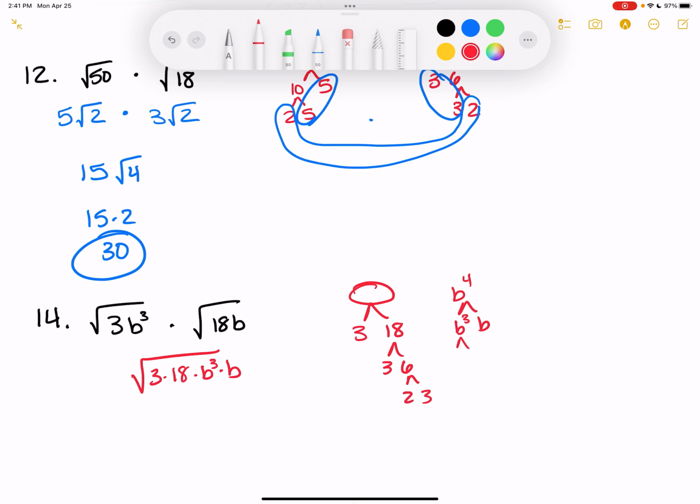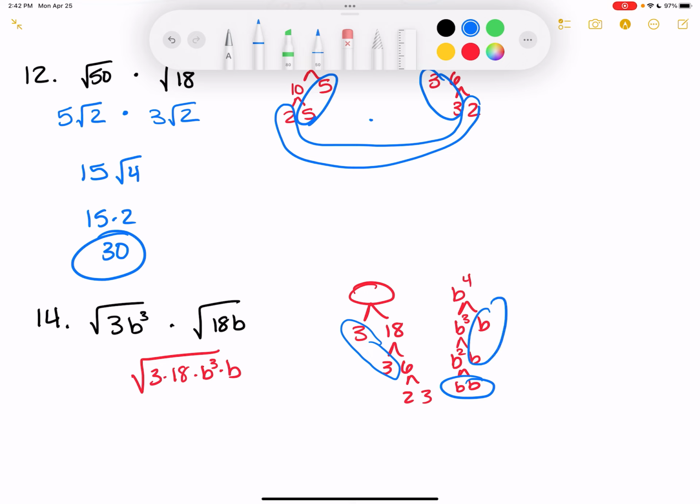Then over here, I can break these down into b squared and b, and then b and b. So, buddies, I have a set of 3s. I have a 2 and a 3 left over. They don't have a buddy, so I leave them there. Over here, I have 2 b's and 2 b's.